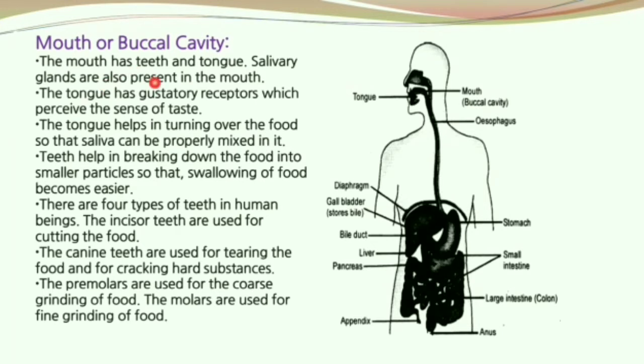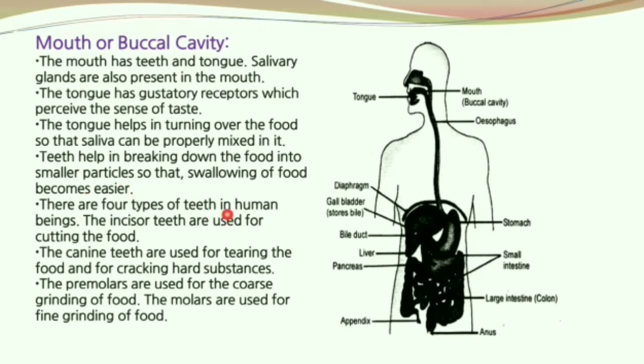The mouth has teeth and tongue, and the salivary glands are also present inside the mouth. The tongue has gustatory receptors that perceive the sense of taste. The tongue helps in turning over the food so that saliva can be properly mixed in it. Teeth help in breaking down the food into smaller particles so that swallowing becomes easier.